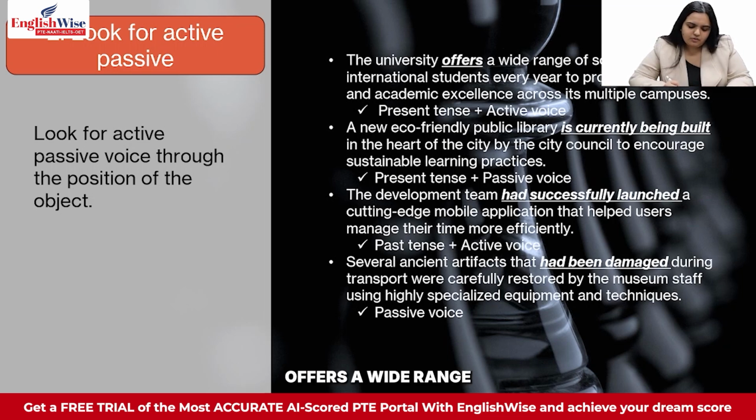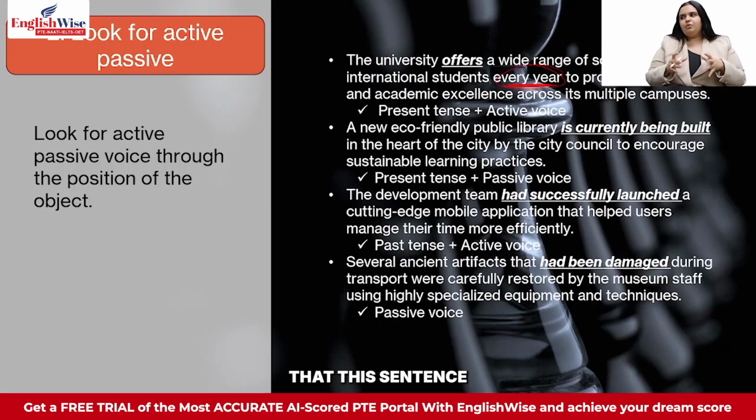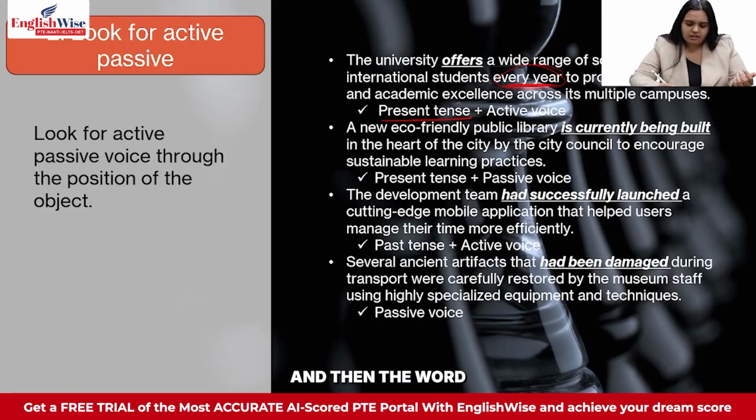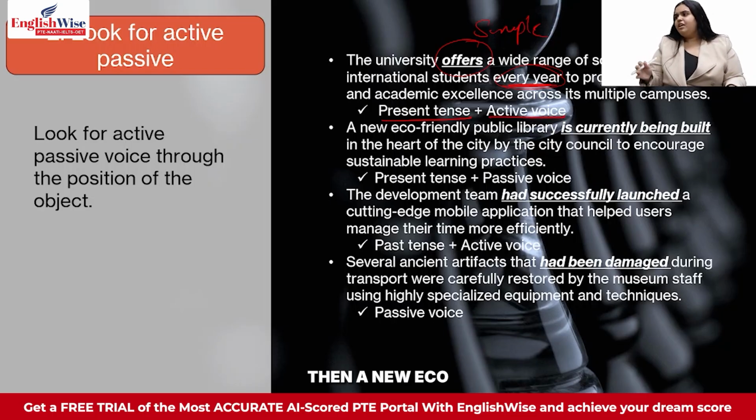So over here you see: the university offers a wide range of scholarships to international students every year to promote diversity and academic excellence across its multiple campuses. So over here, every year is the hint given to you that this sentence has to be in the present tense, because it is a recurring event. Okay, and then the word offers, which is a simple tense, gives you an understanding that it is in active voice as well. Then: a new eco-friendly public library is currently being built in the heart of the city by the city council to encourage sustainable learning practices.